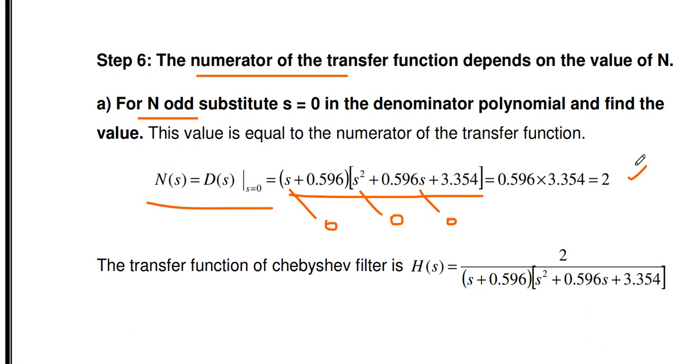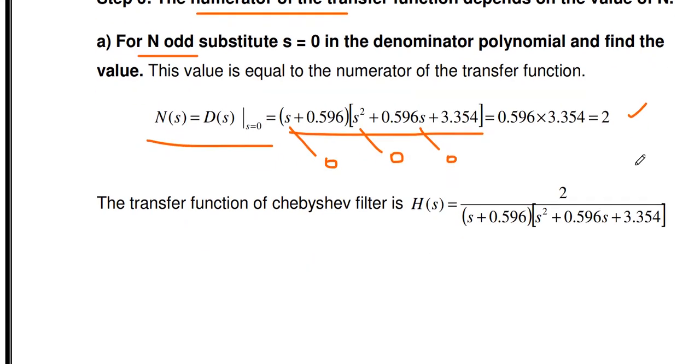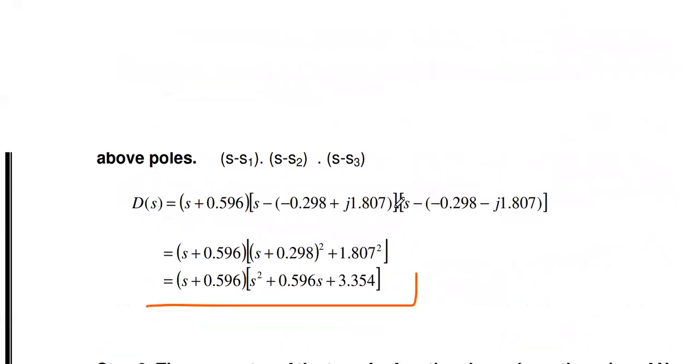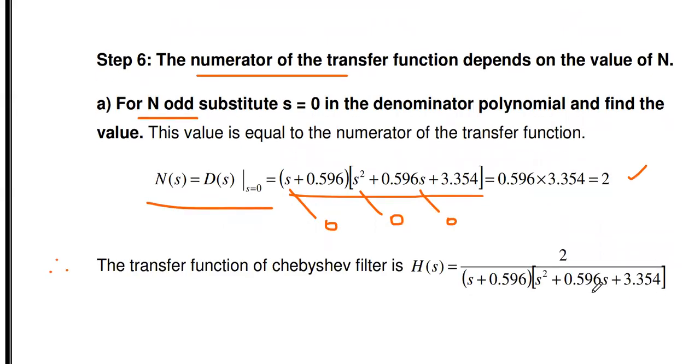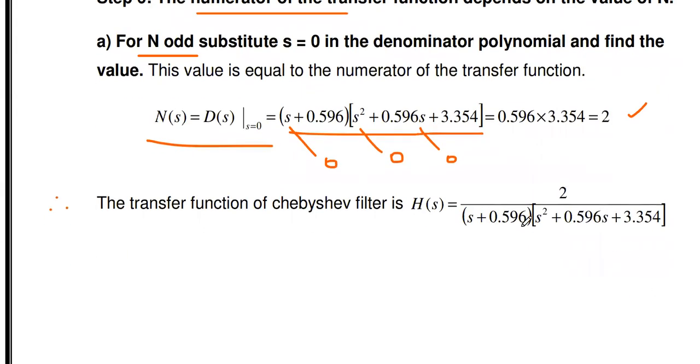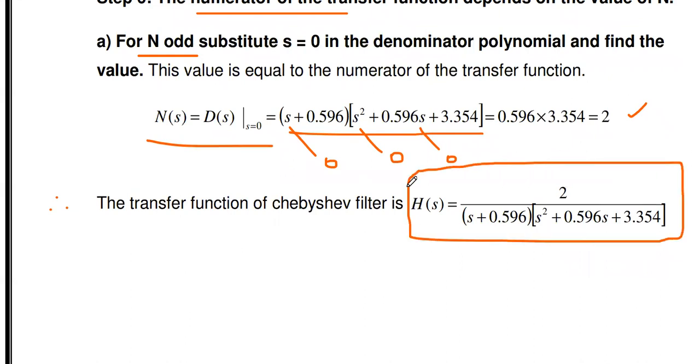and the denominator polynomial of the Chebyshev filter we derived. So therefore finally the transfer function of the Chebyshev filter is H(s) equal to the numerator polynomial 2 divided by the denominator polynomial. You see step number 5, s plus 0.596 into s squared plus 0.596s plus 3.354. Okay, so this is the transfer function of the analog Chebyshev filter.